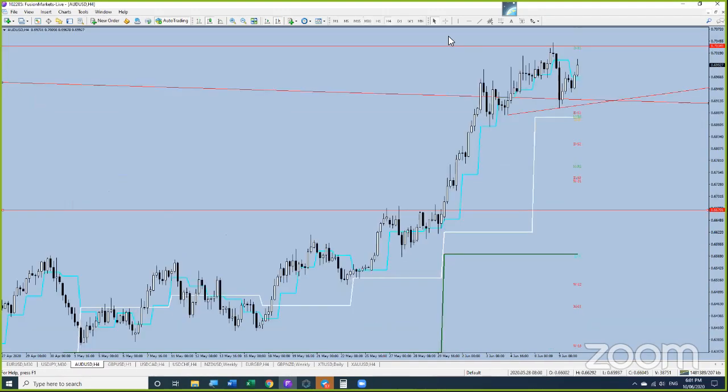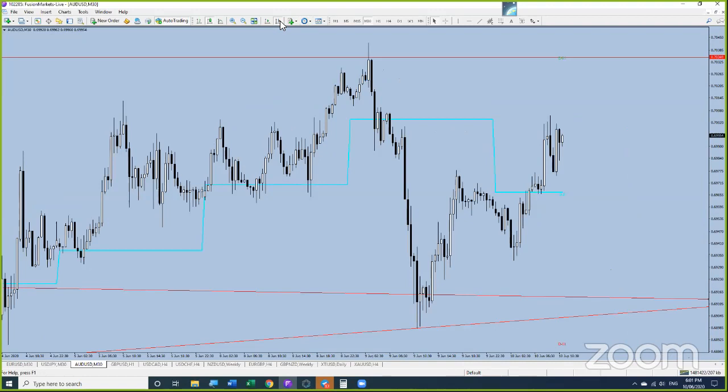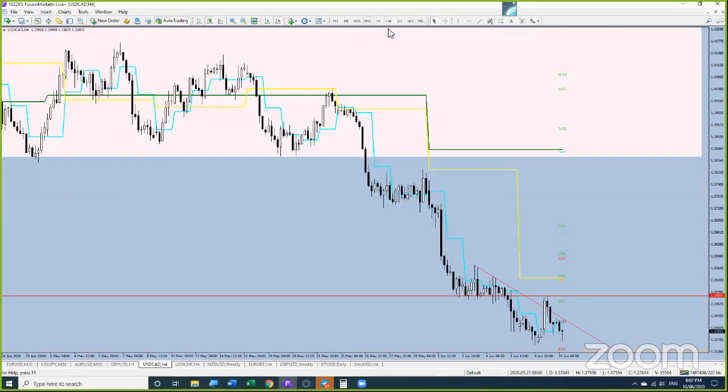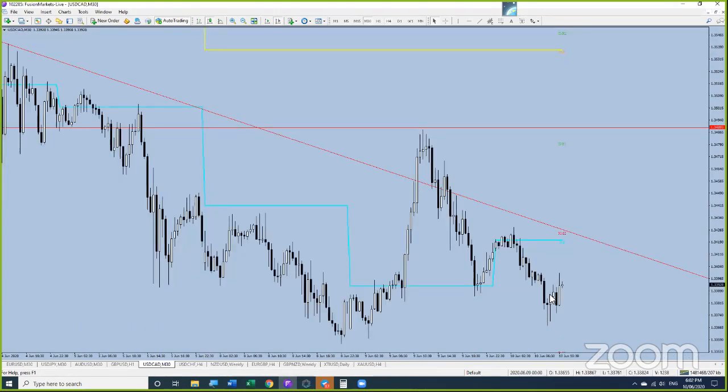Aussie US dollar, the 30-minute chart is still a no-go zone. Nothing there for me really. It doesn't interest me at all. The pound we know about. Dollar CAD, again, no man's land for me. There is one possibility I see, however.